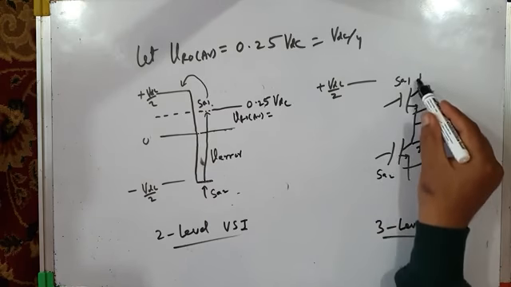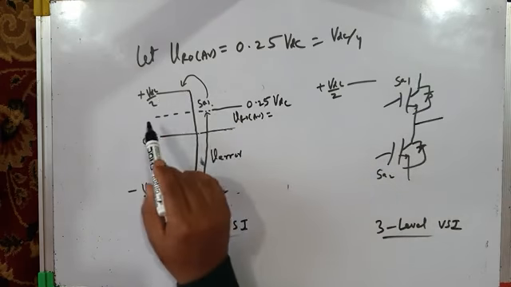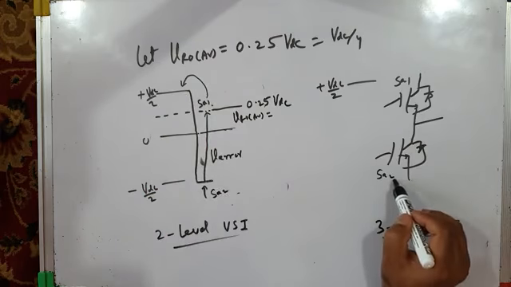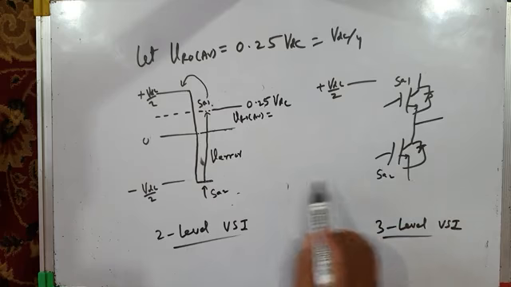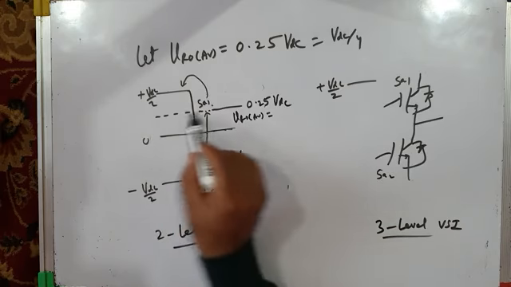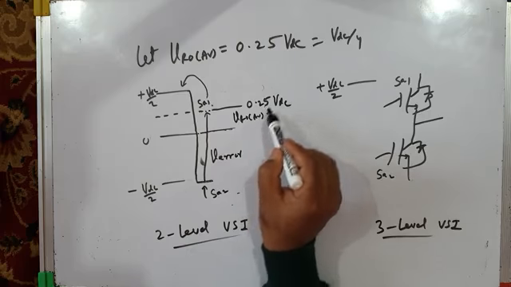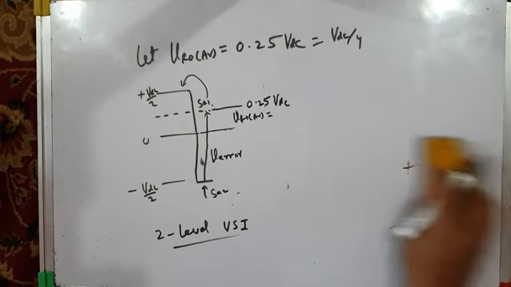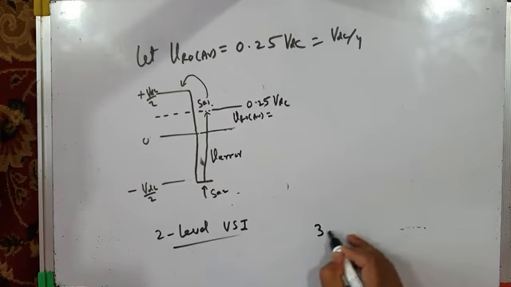So SA1 will be on for more time. It will give pole voltage plus VDC by 2 for more time, and the bottom switch SA2 is on for less time, so that pole voltage is minus VDC by 2 for less time, and the average pole voltage VRO average is equal to 0.25 VDC. The same thing can be achieved by a 3-level voltage source inverter.